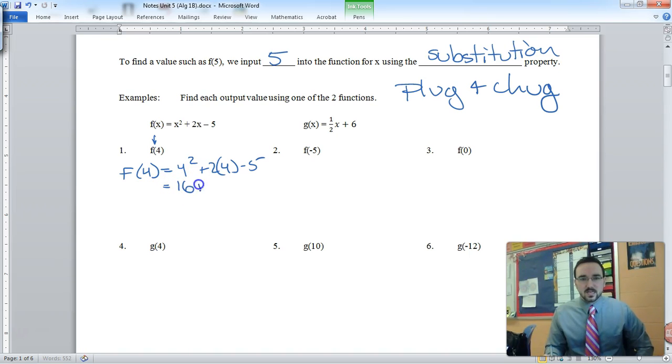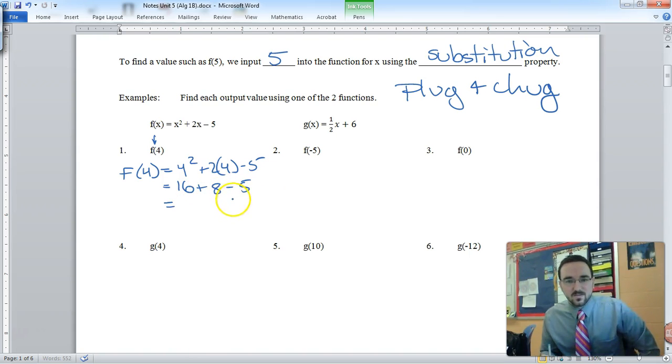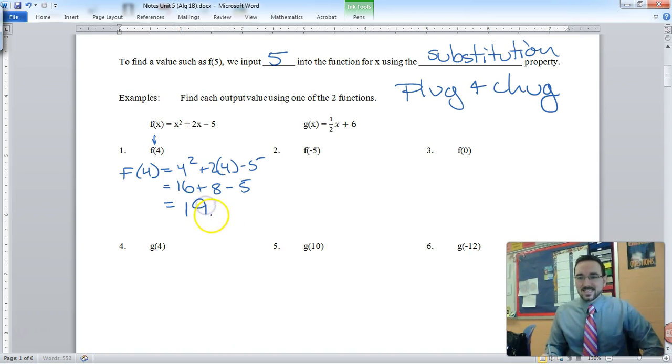So we got 16 plus 8 minus 5. 16 plus 8 is 24. 24 minus 5 is going to be 19. So we got 19 as our solution. Okay, so it's pretty straightforward. Just plugging in a number, we're evaluating for that number, and we're getting a final solution as an outcome.